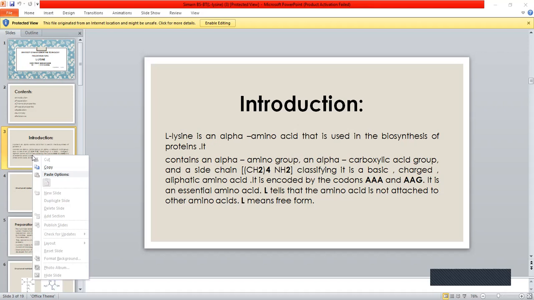L-lysine is basically a charged aliphatic amino acid. It acts as a charged molecule at physiological pH, the pH that is normally found in the human body. In L-lysine, the L tells that the amino acid is not attached to other amino acids. L means free form.